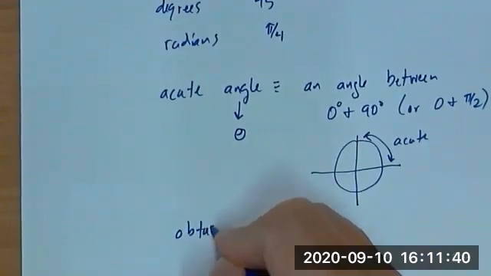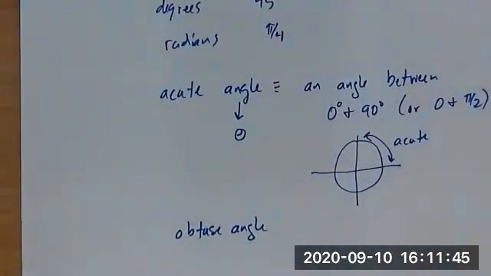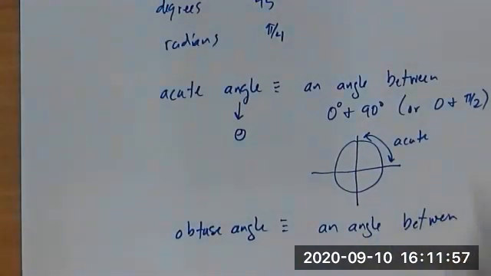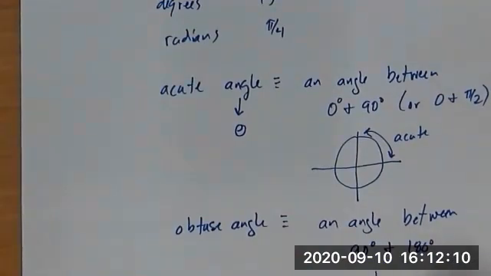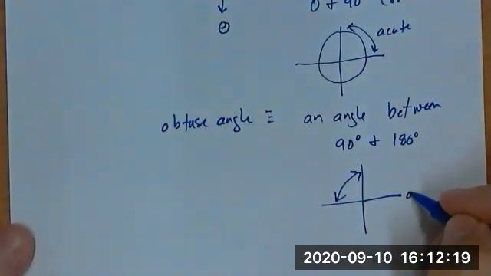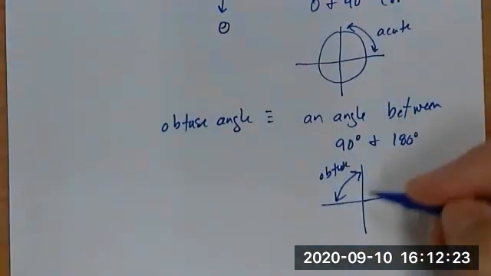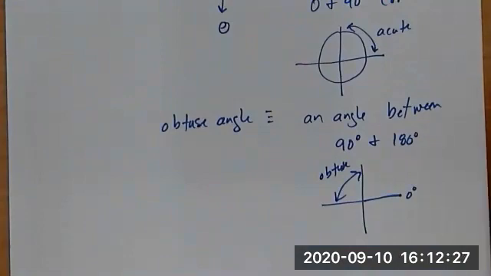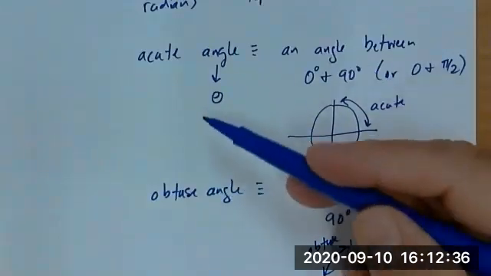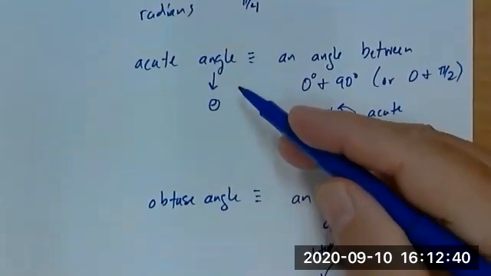There's another angle that is referred to sometimes, and that's an obtuse angle. An obtuse angle is an angle between 90 degrees and 180. So once again, if this is 0 degrees here, an obtuse angle is over here. So sometimes you will see problems or situations where they talk about an acute angle or an obtuse angle. That's what they're referring to here. So those are strictly definitions.